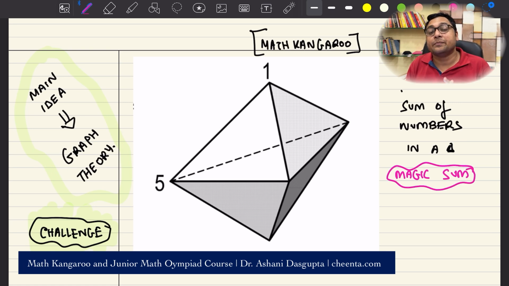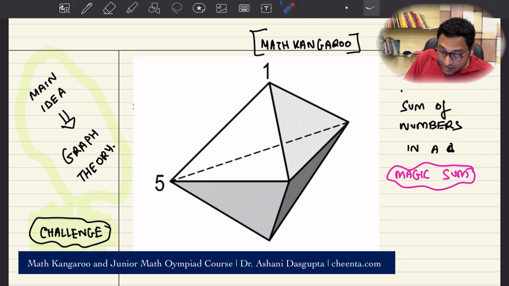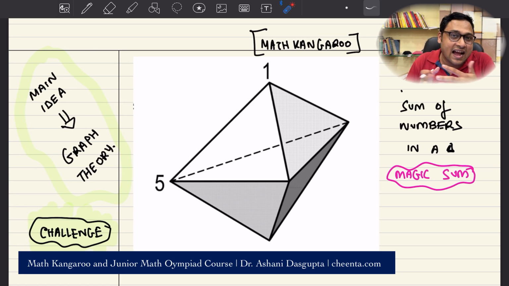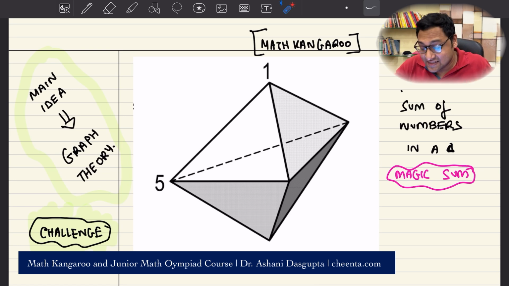The vertex numbers add up to this same magic sum. The question is, what is the sum of the numbers in the 5 vertices? If you add up all the numbers in the 5 vertices, what is the sum of the numbers? So to do this, of course, you don't need graph theory, but I will introduce it anyway. And remember, this is for young kids.